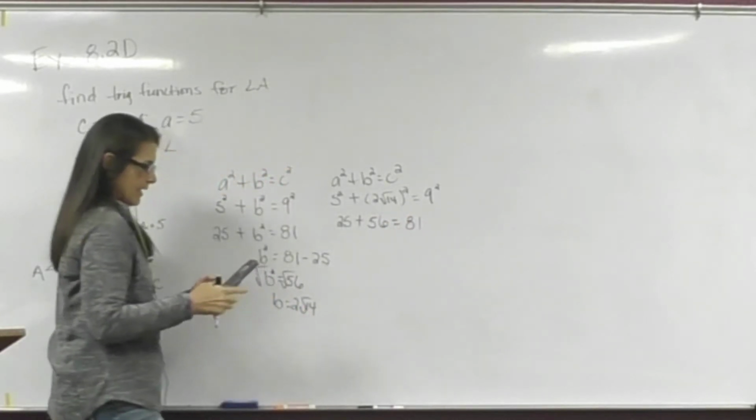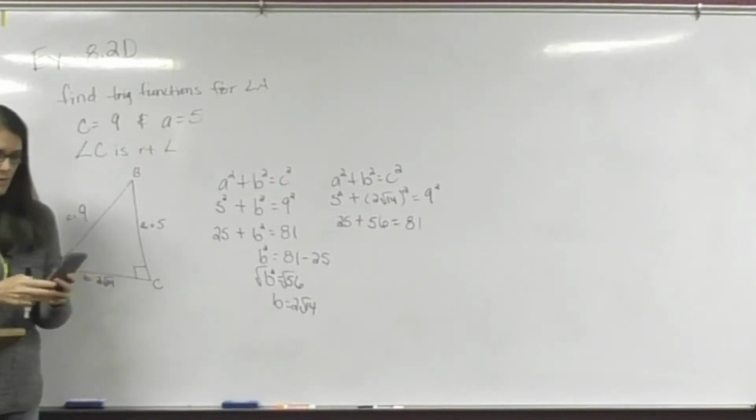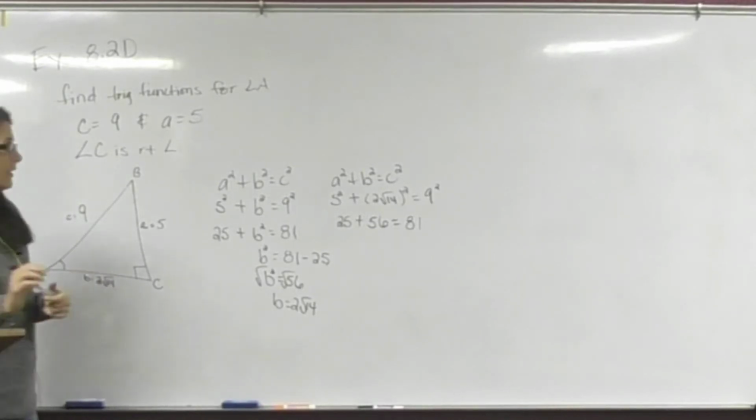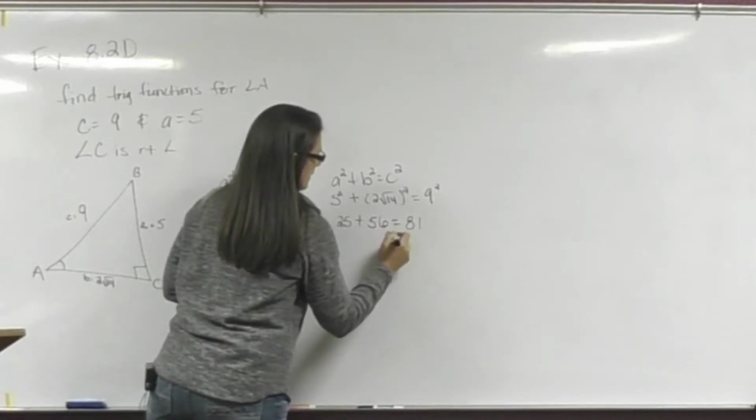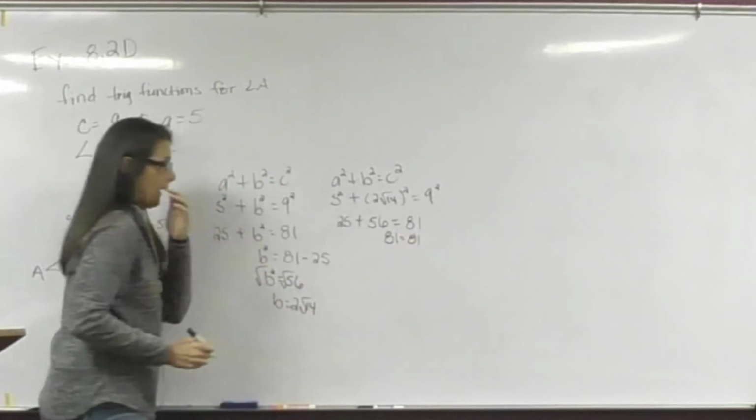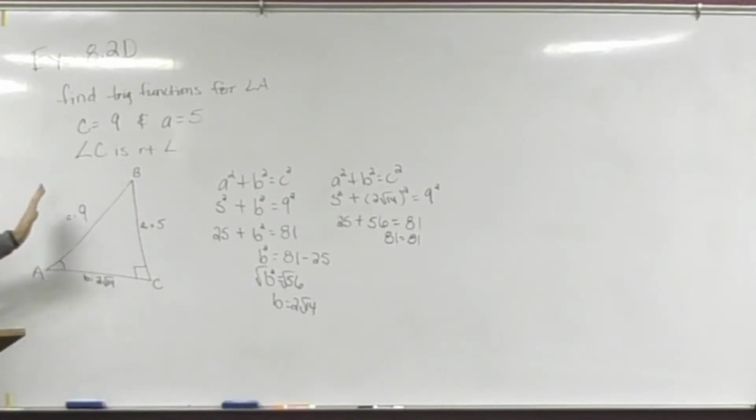That's an 81. I take that 56 and I add 25. It is 81. 81 does indeed equal 81. So what that tells me is that these numbers agree. They work, all right? So now we can find our trig functions for angle A, which is down here.